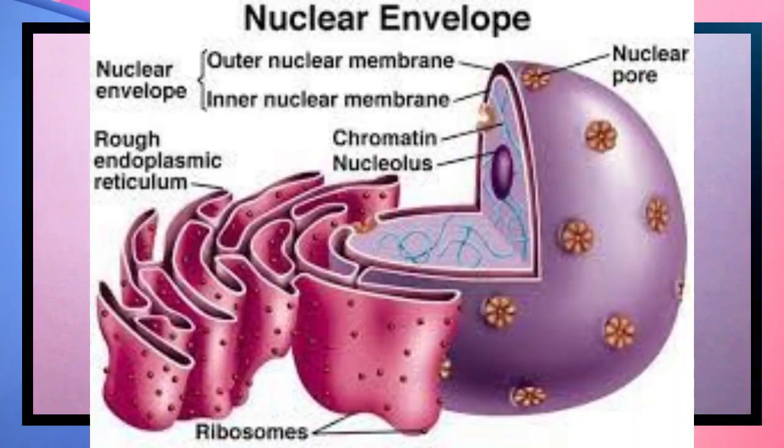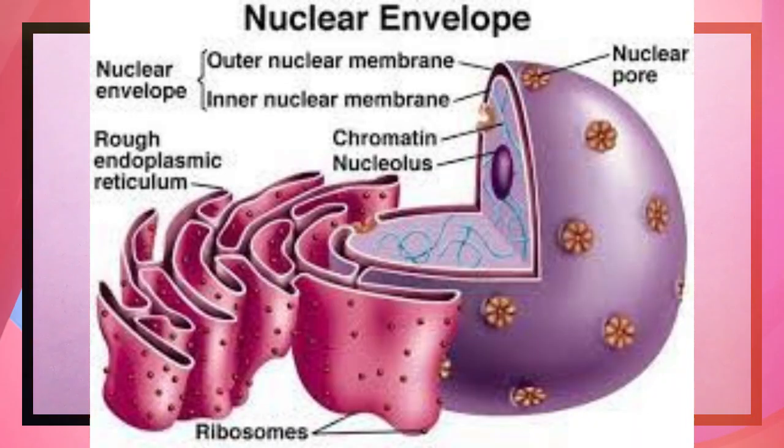The outer membrane is continuous with the membrane of the endoplasmic reticulum, and just like the membrane of the endoplasmic reticulum has ribosomes on its surface, the outer membrane of the nucleus also has ribosomes on its surface, which perform the function of protein synthesis. In between the outer membrane and the inner membrane, there is the perinuclear space, which is connected to the lumen of the endoplasmic reticulum.